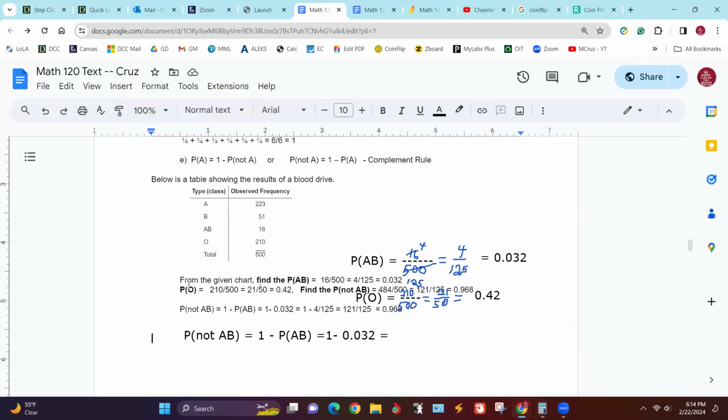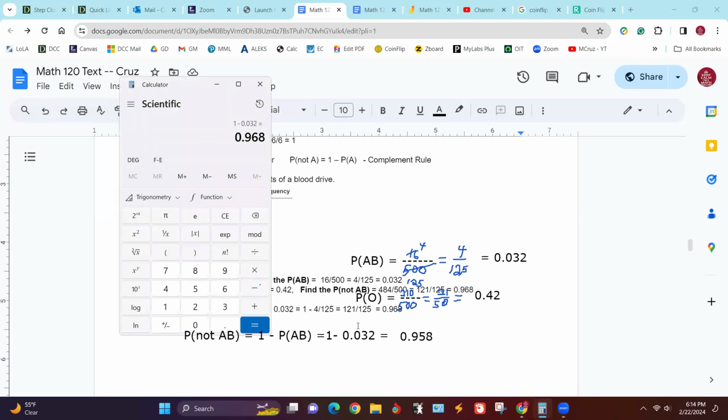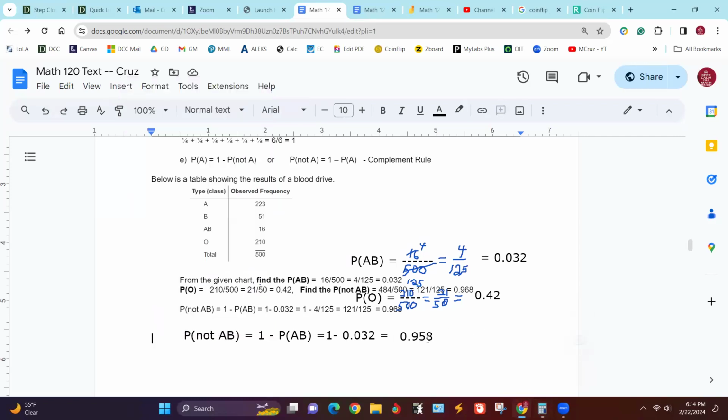So then that's going to be 0.968, as I just showed you on the calculator. Okay. Back to that so you can see. 1 minus that gives us 0.968, not 958. Okay. So that's how probability works.